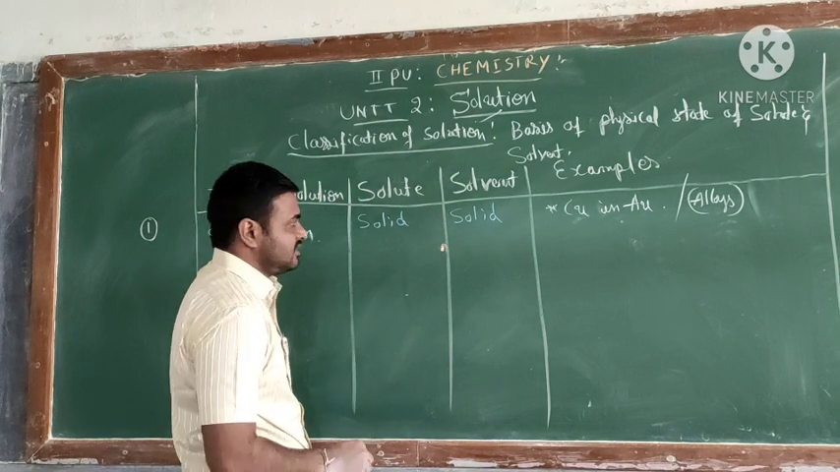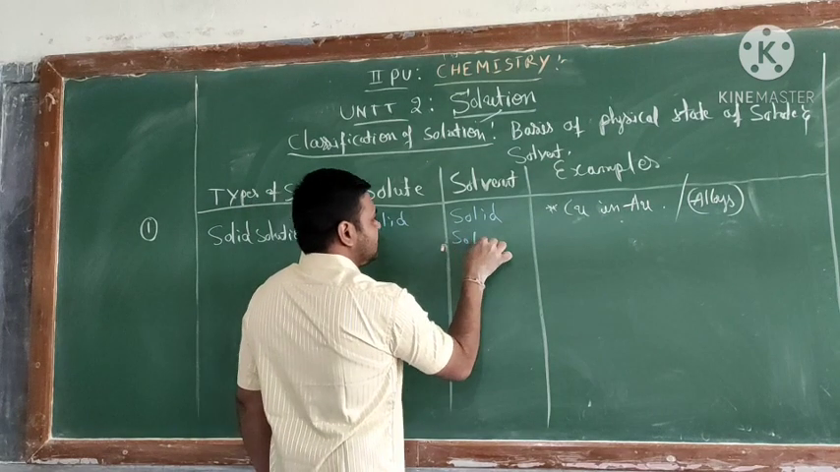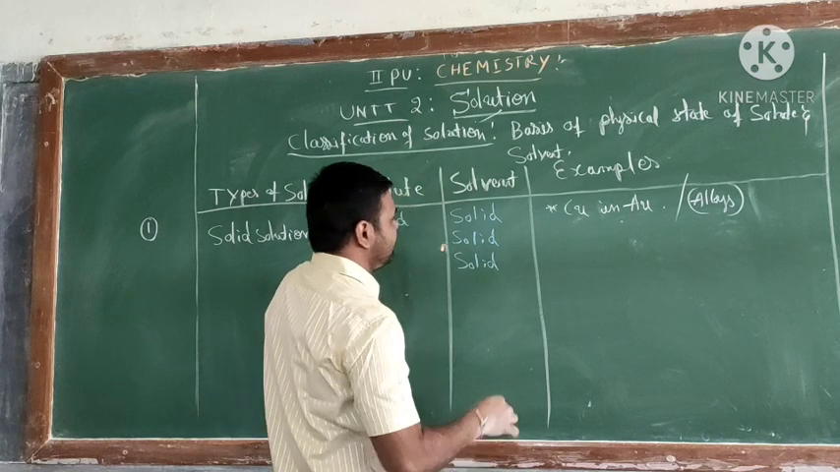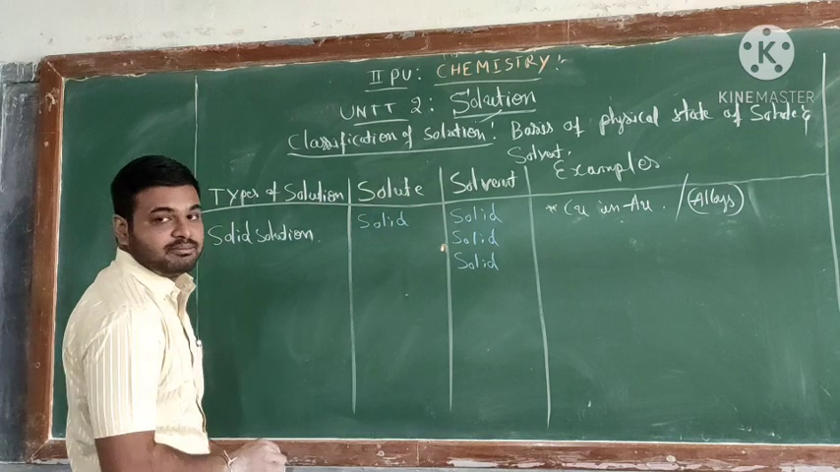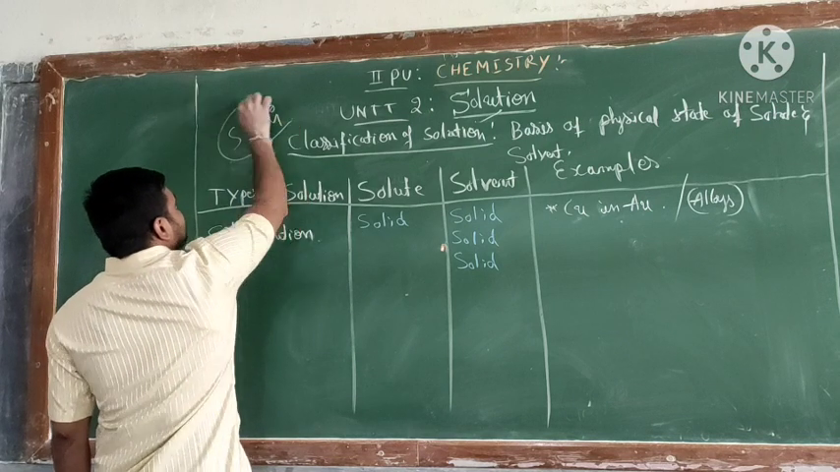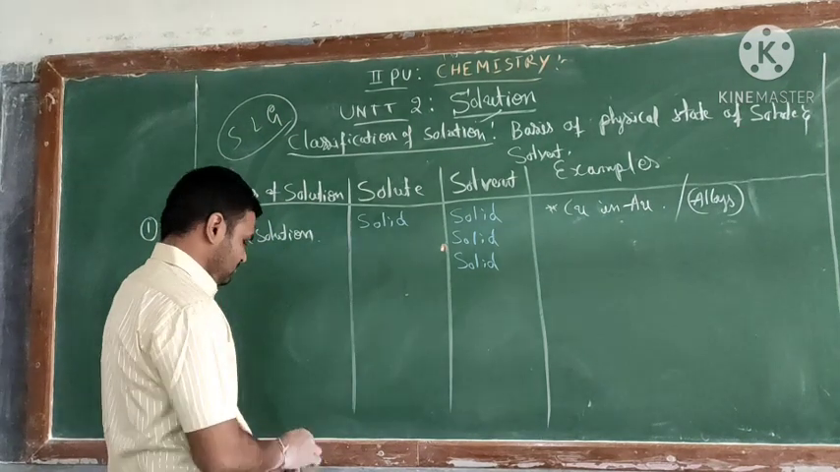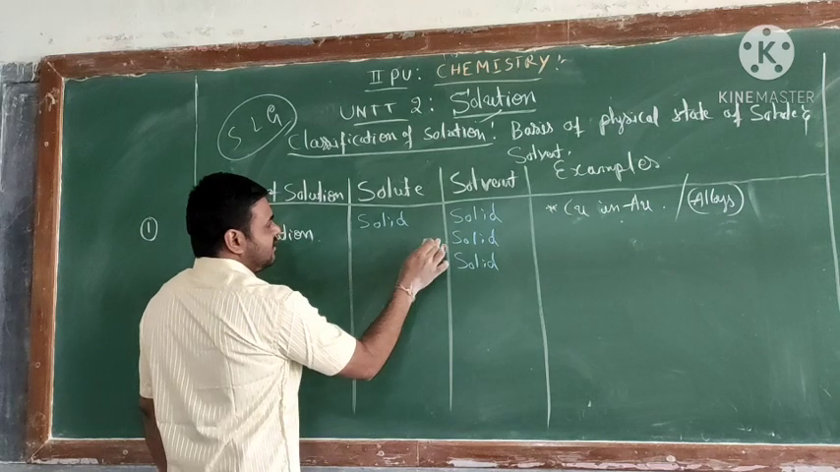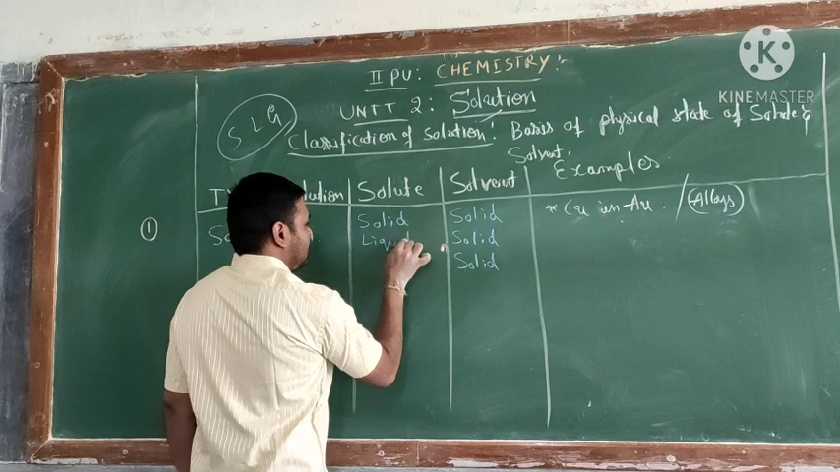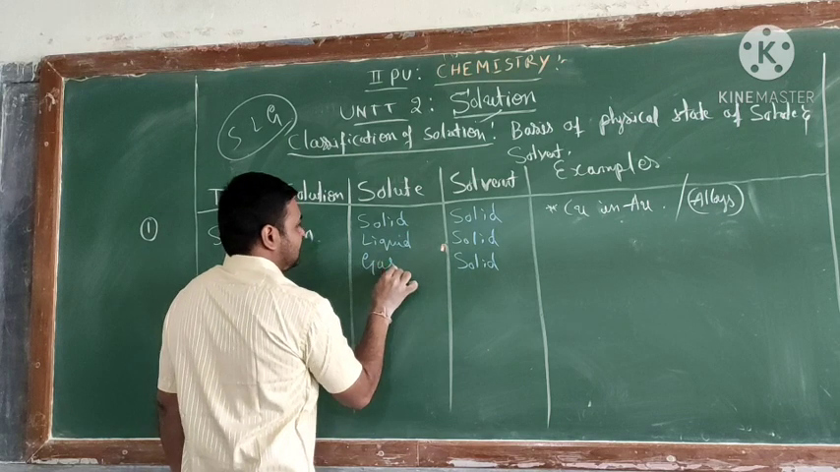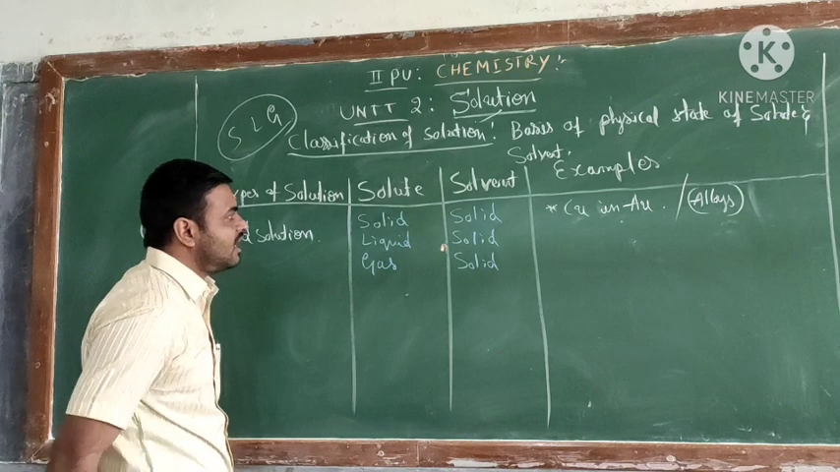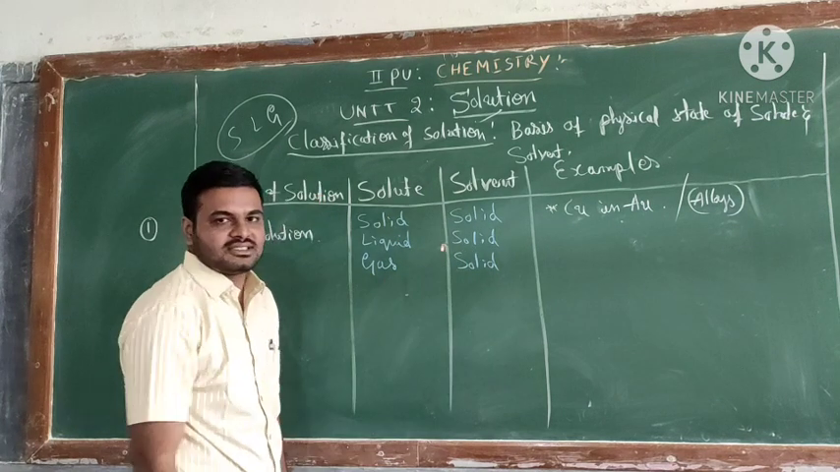This is one of the best examples of a solid solution. The solvent is a solid, and the solute can be solid, liquid or gas, because these are the three forms of matter. So let me go through it. The second one is liquid as the solute, with solid as the solvent.